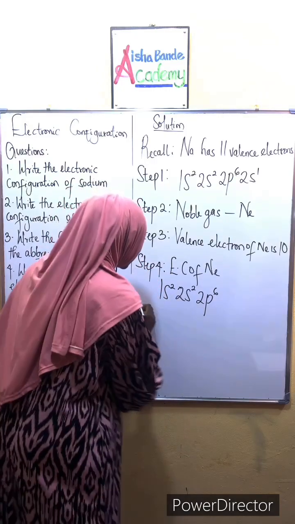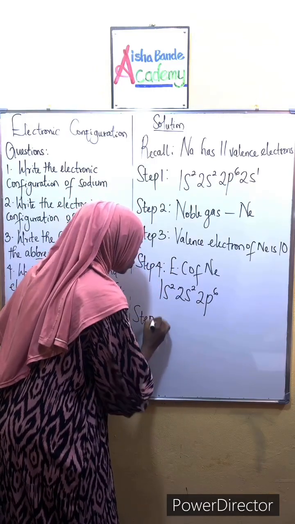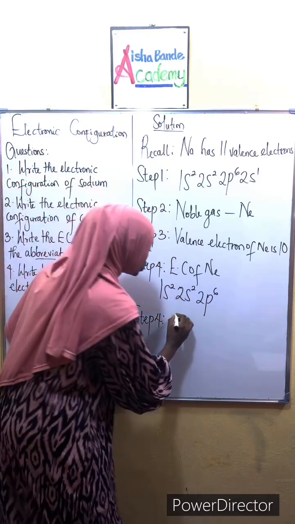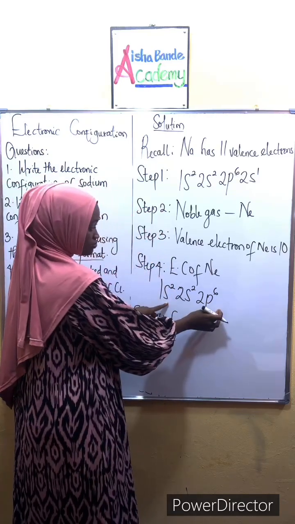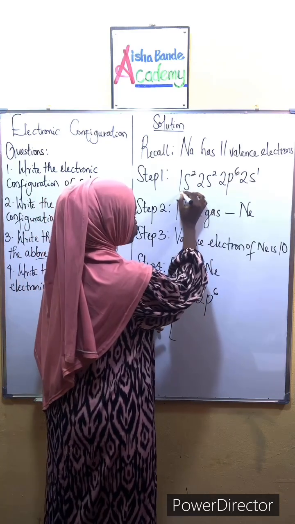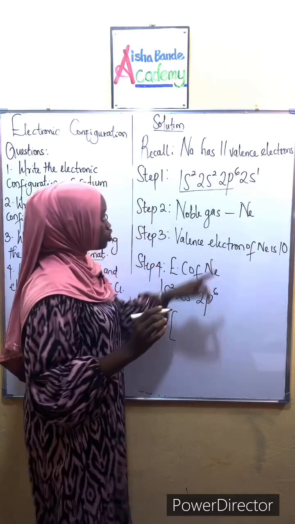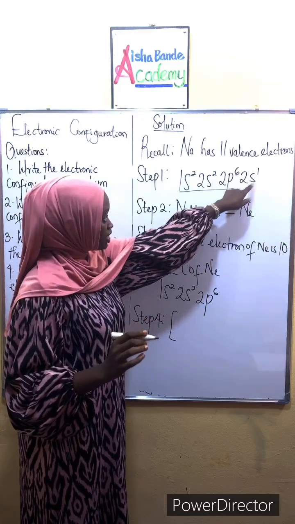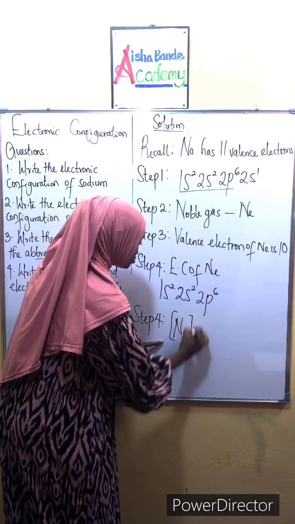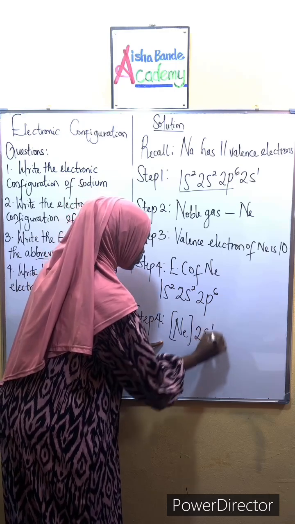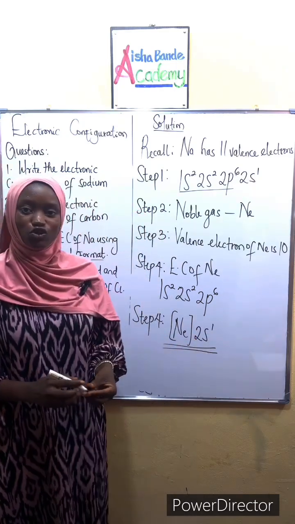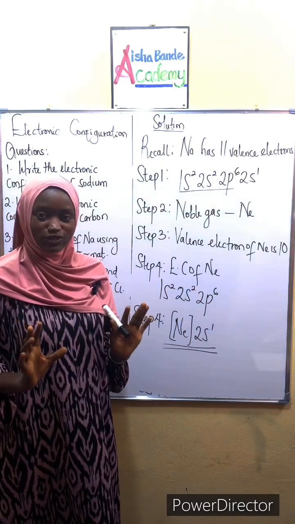So for us to write the condensed configuration or the abbreviated configuration of sodium, looking at this electronic configuration of neon, which is 1s2, 2s2, 2p6, it is short of one electron, okay? This number of electron here. So this now becomes neon, then 3s1. This is the condensed or abbreviated configuration of sodium. It's just as simple as that, okay?